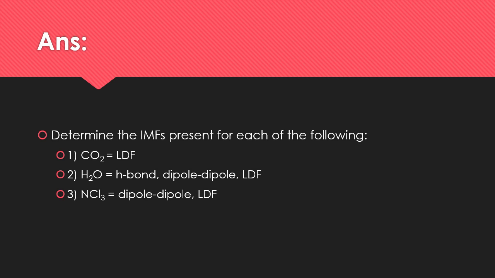Water is a polar molecule and is one of the more notorious for hydrogen bonding because of the O bonded to the H, not only once, but twice in the molecule, creating two different sites for it. So water has hydrogen bonding, dipole-dipole interaction because it is polar, and London dispersion forces.